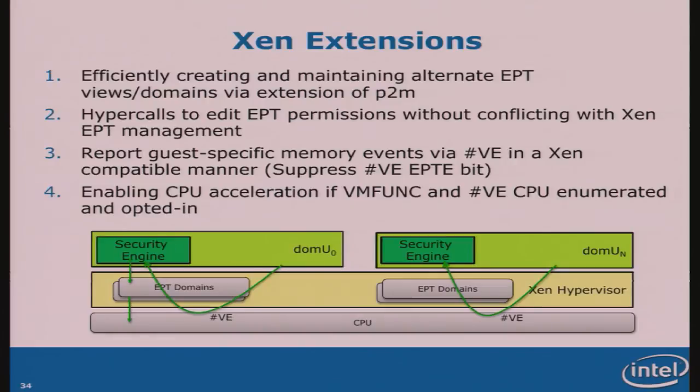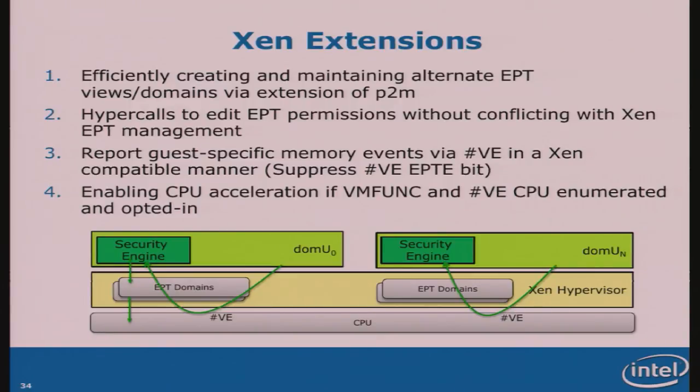The second one was hypercalls to edit EPT permissions without conflicting with Xen's current EPT management. So this effectively boils down to adding a new memory type so that Xen can basically allow the guest to modify read, write, or execute permissions. The third one is sort of the x86 specific patch, which is if virtualization exception is seen as a capability in the VMX capability MSRs, allowing the VMM to turn that on and report the events through #VE.